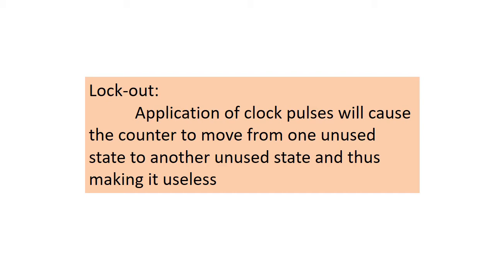In shortened modulus counters, there may occur the problem of lockout. That is, sometimes when the counter is switched on or any time during counting, because of noise spikes or some disturbances, the counter may find itself in some unused or invalid state. Application of subsequent clock pulses may cause the counter to move from one unused state to another unused state, and the counter may never come to a valid state. So the counter becomes useless. A counter whose unused states have this feature is said to suffer from the problem of lockout.